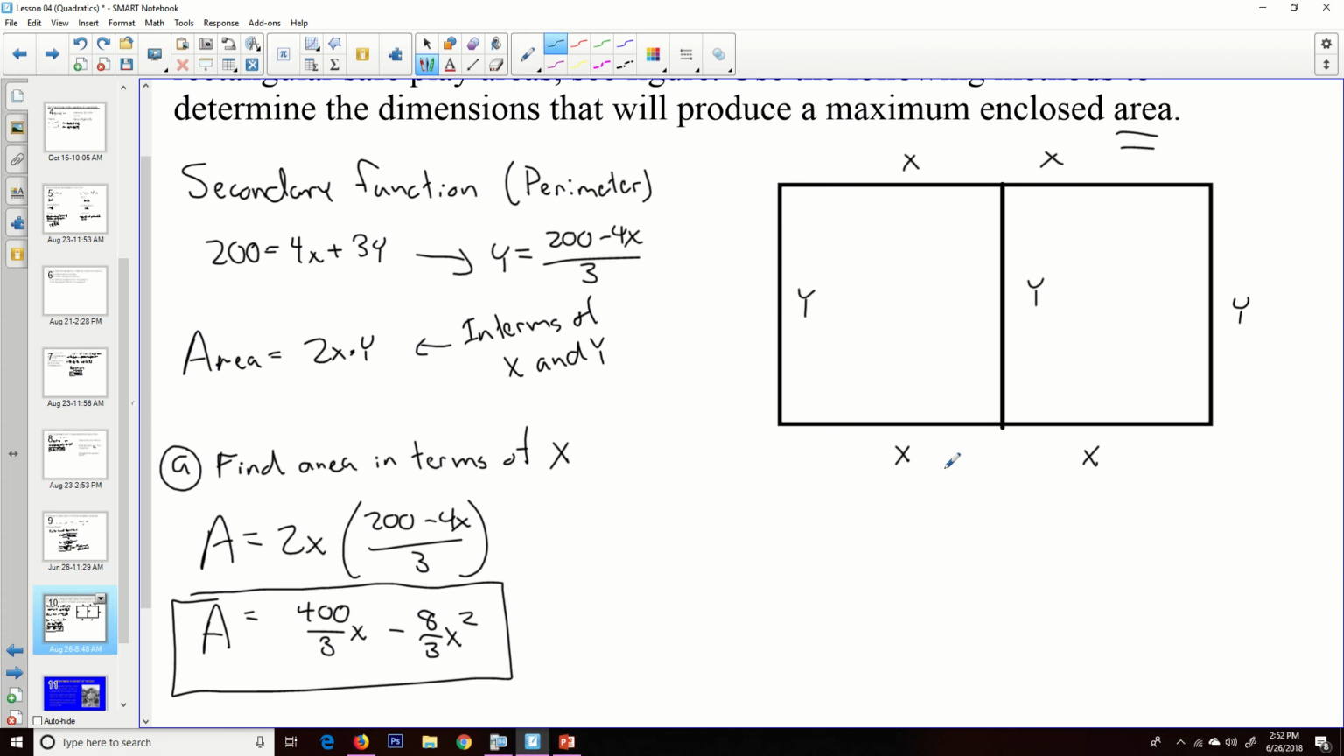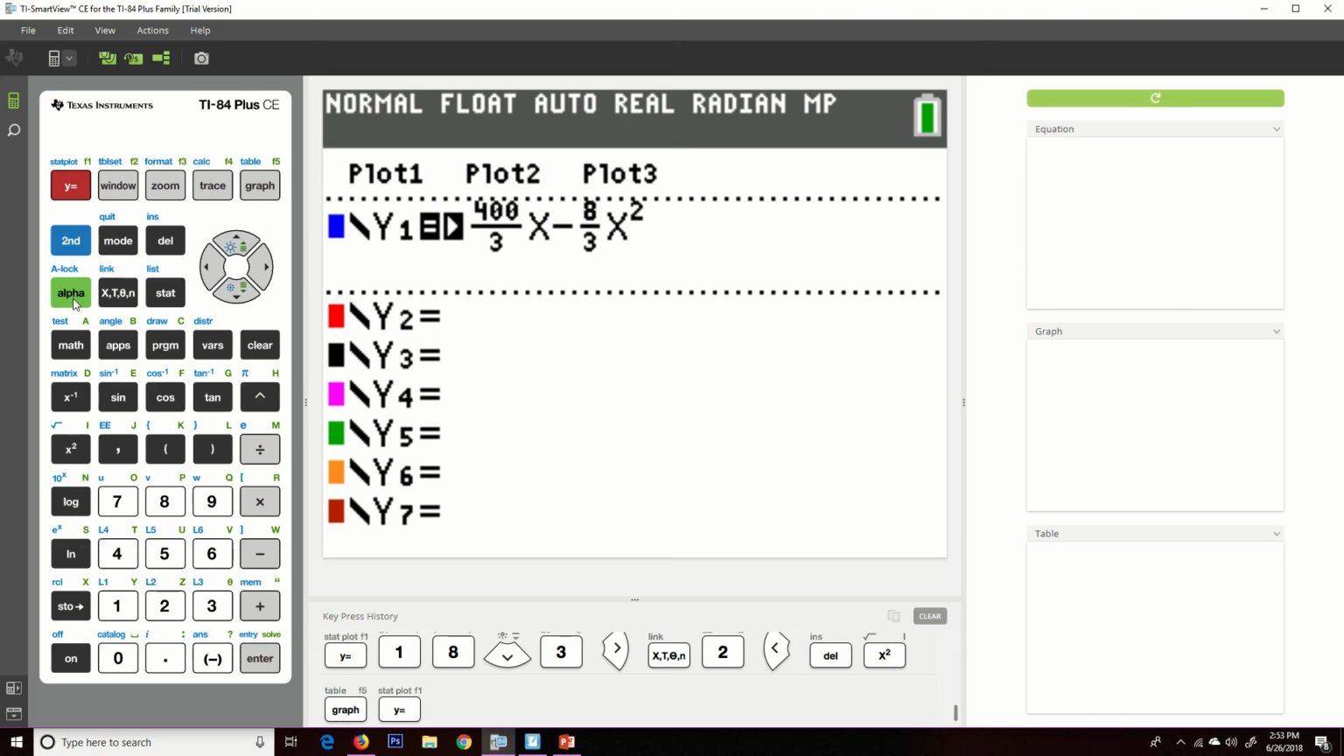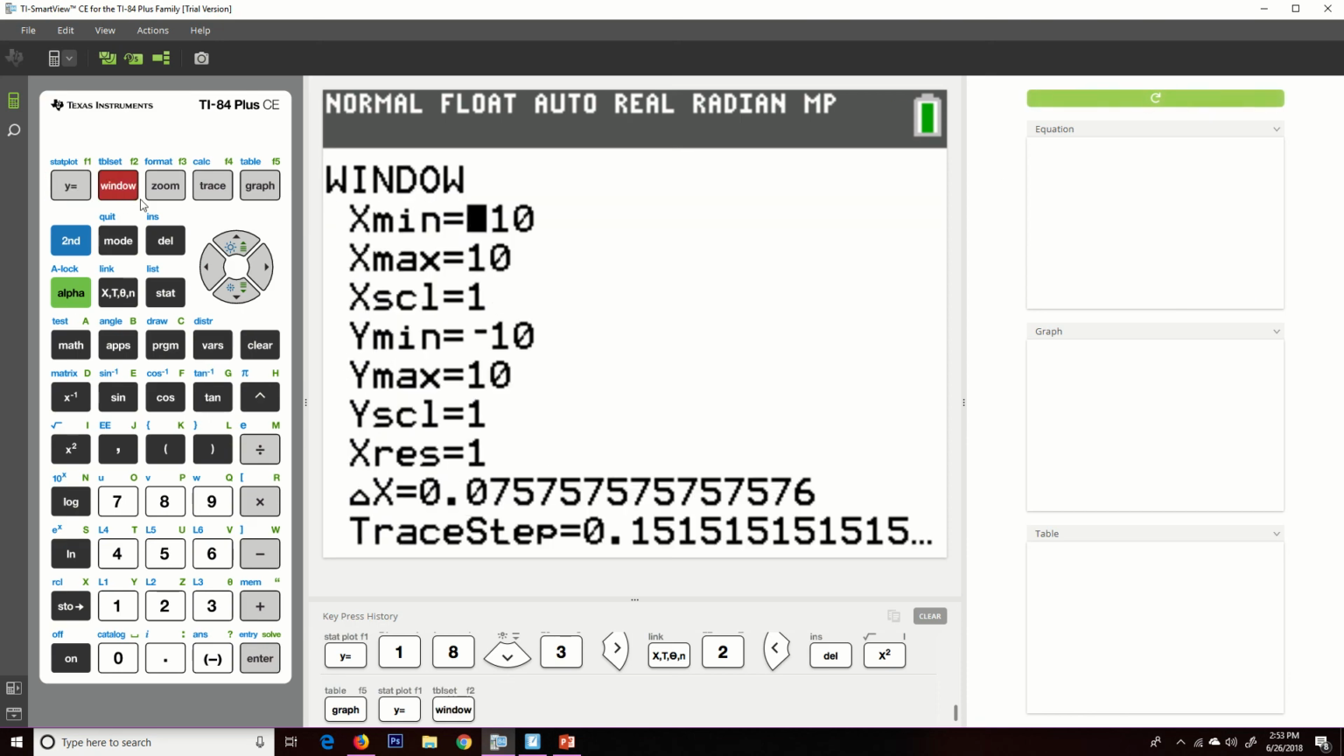So I know that the graph has to look something like this. It has to. And again, because x and y have to be positive because they represent positive distances. So I have to have something that looks like this. So when I want to change my window, I hit the window button.